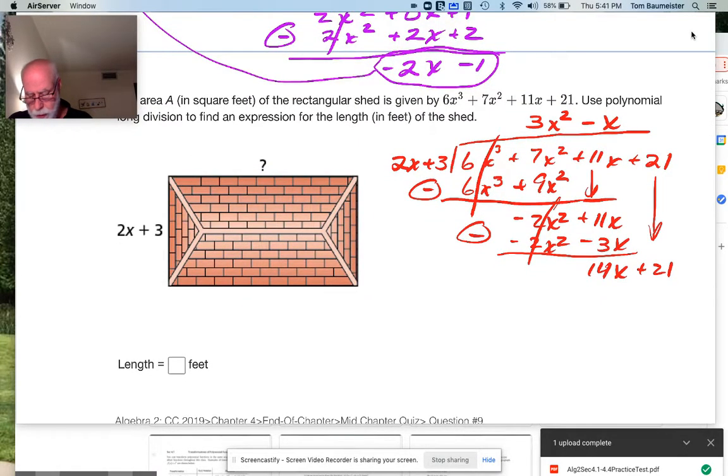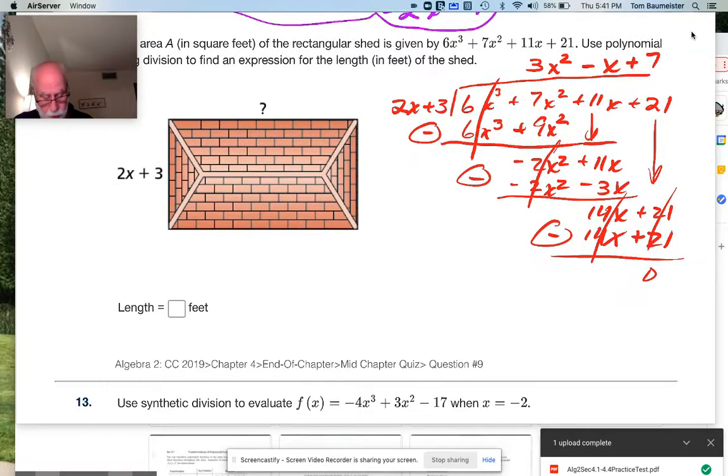All right, so again, I'm going to do the same thing here. I want to get rid of that. So let's see, 2x times what gives us 14x, and you would tell me that would be plus 7. So 7 times 2x is 14x. 7 times 3 is 21. And again, I'm subtracting them. Those go away, those go away. That's my 0. So my answer then, again, since there's no remainder, it's just what's on top, it'll be 3x squared minus x plus 7.